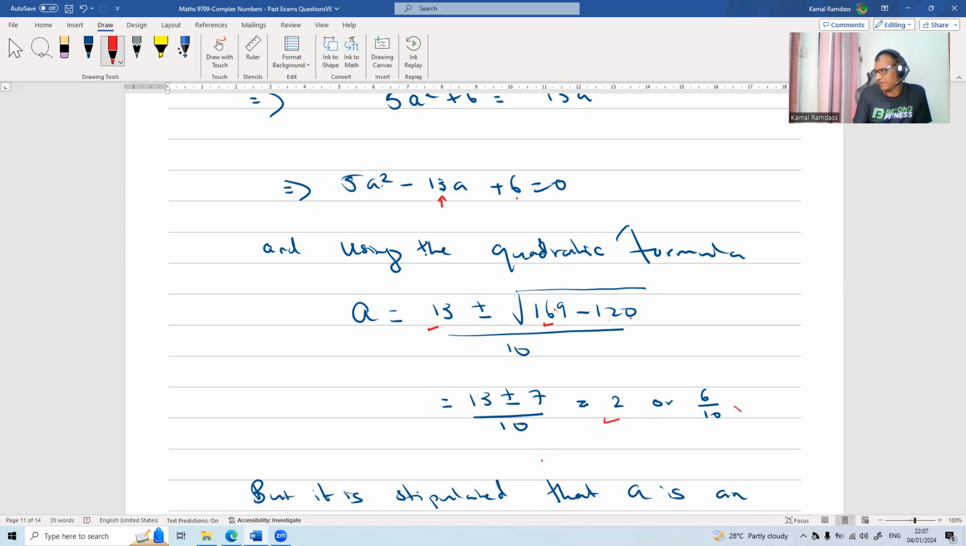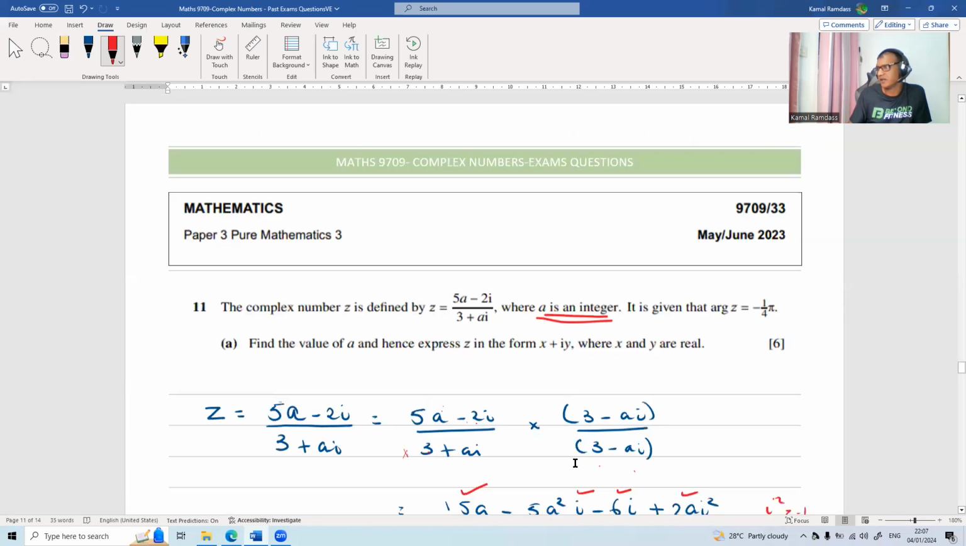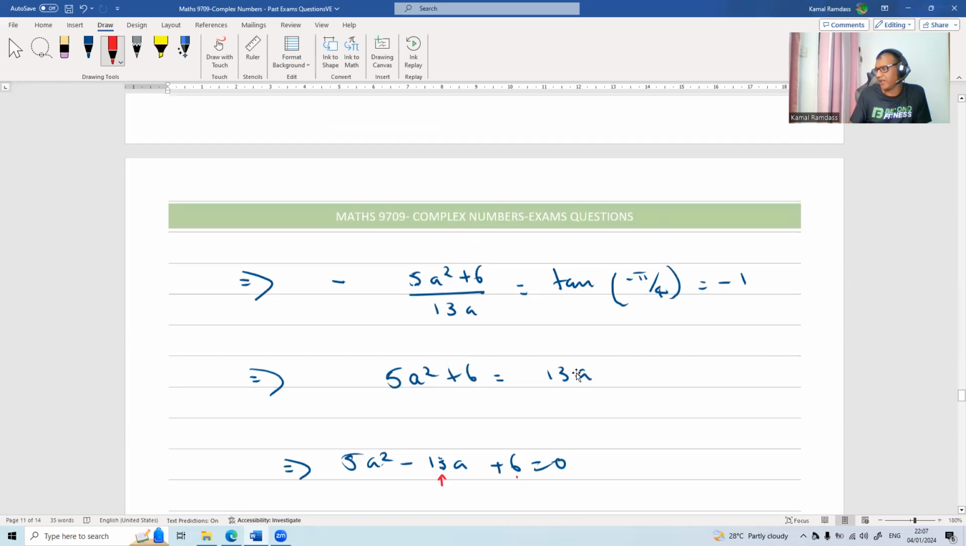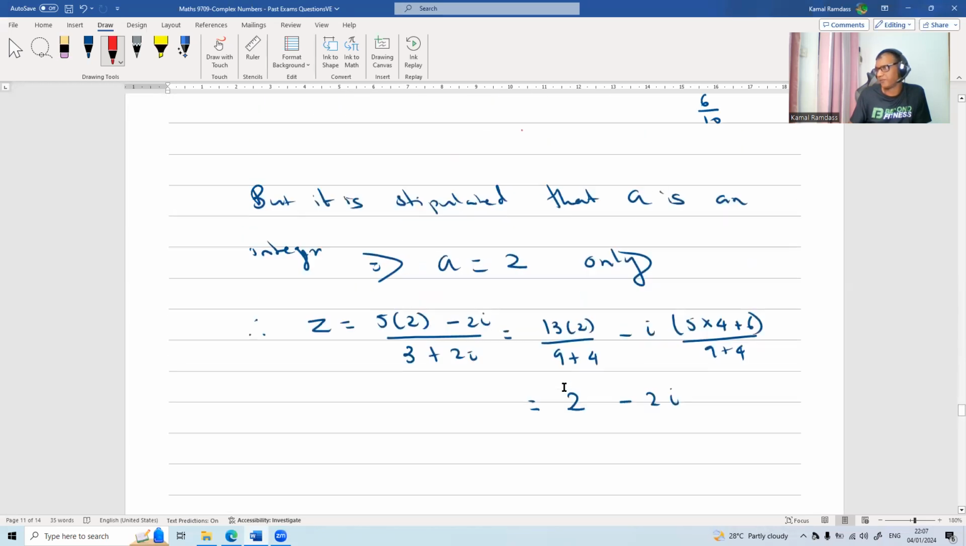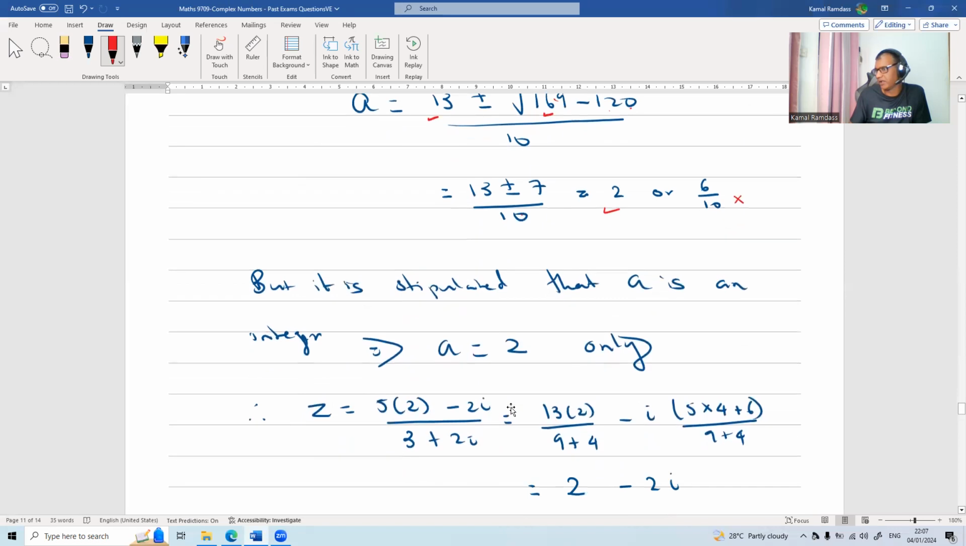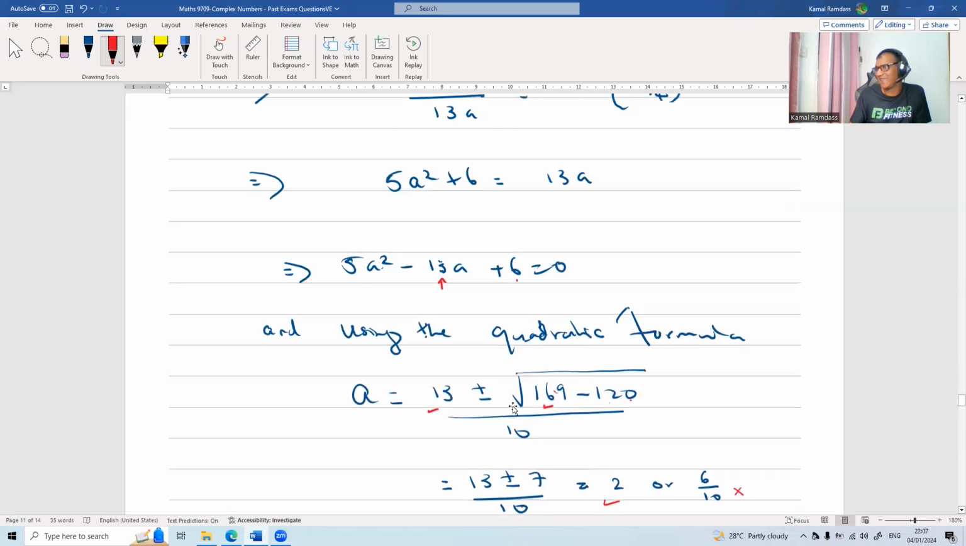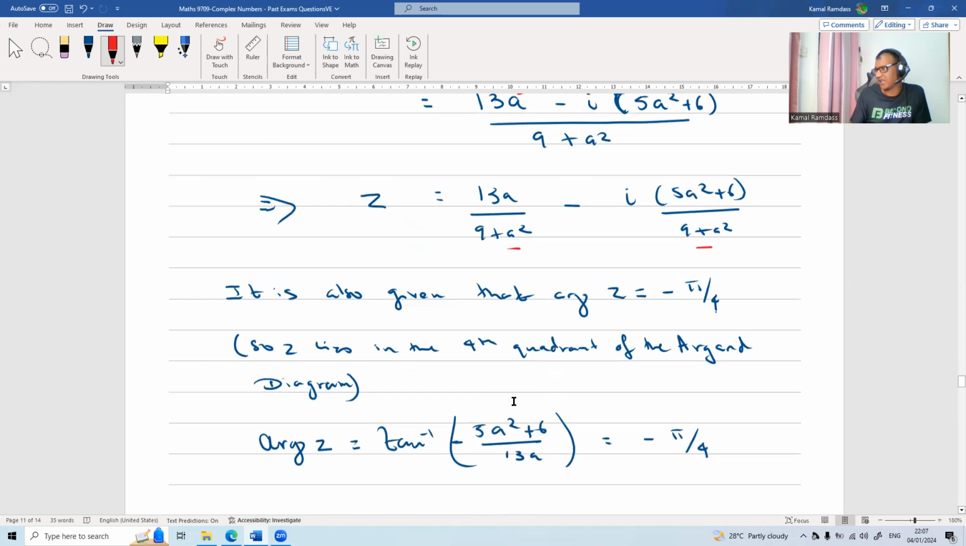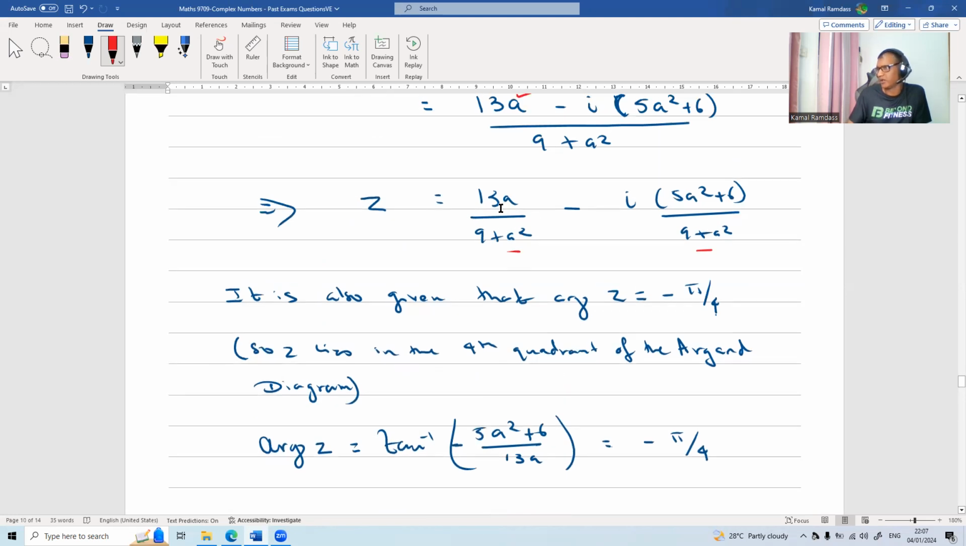But we can eliminate that, because it tells us that a is an integer. Therefore a is equal to 2 only. OK? And now we substitute into z. 13 times 2 is 26, divided by 9 plus 4, which is 13, so 26 divided by 13 is 2. Here 5 times 4 is 20, plus 6 is 26, still divided by 13, which gives 2. So it gives 2 minus 2i.